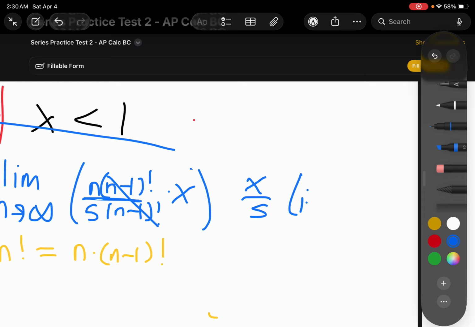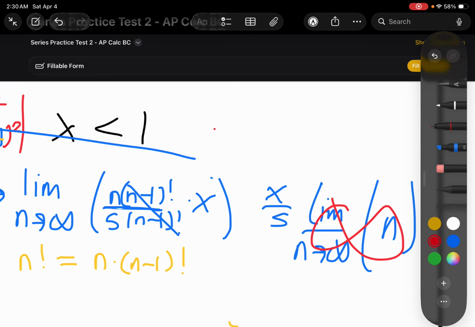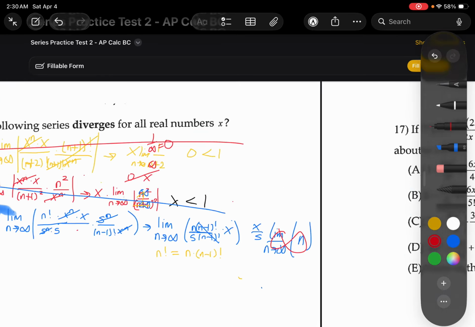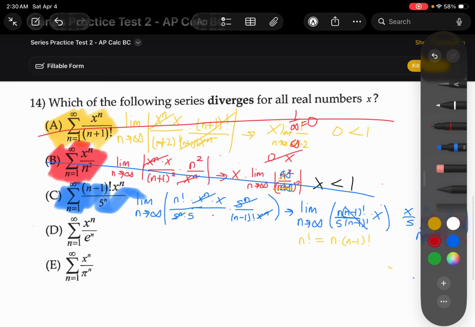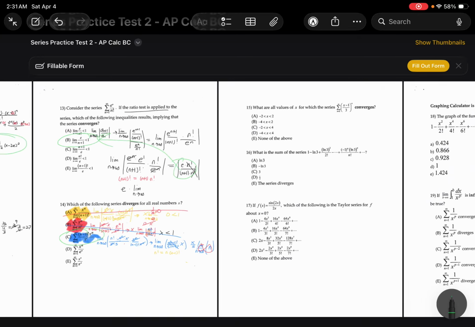times the limit as n, not x, as n is approaching infinity. It's going to be n, which is just going to be infinity. And infinity times x over 5 is going to be infinity. And you know that infinity is divergent. So our answer is going to be C. You could test those other ones, but you'll get x is less than pi and x is less than e, which is not all real numbers. Infinity is all real numbers. So that concludes question number 14.